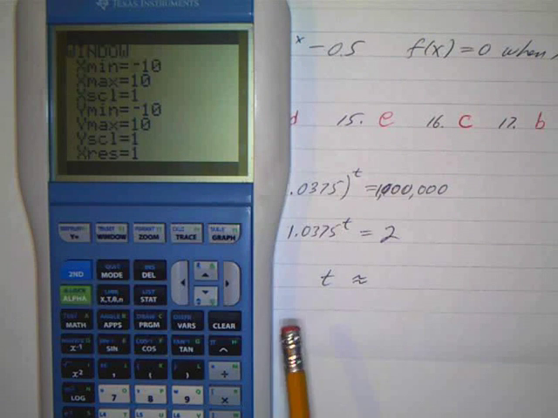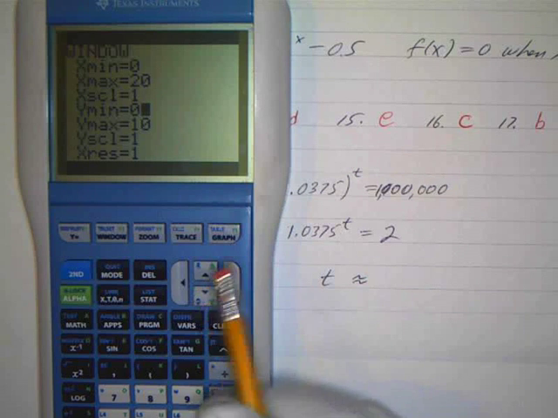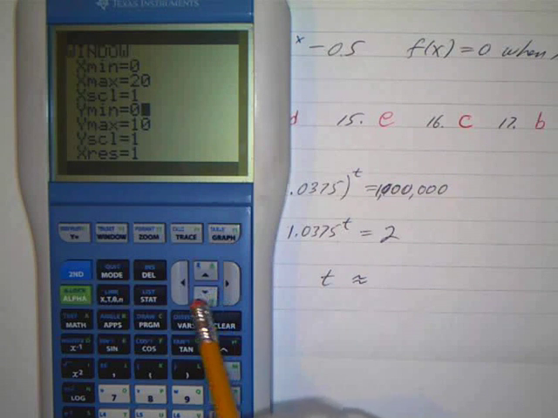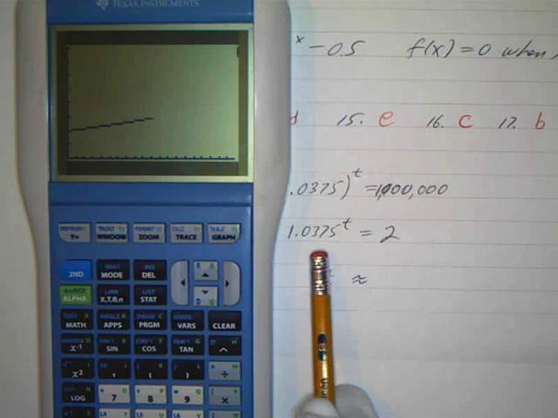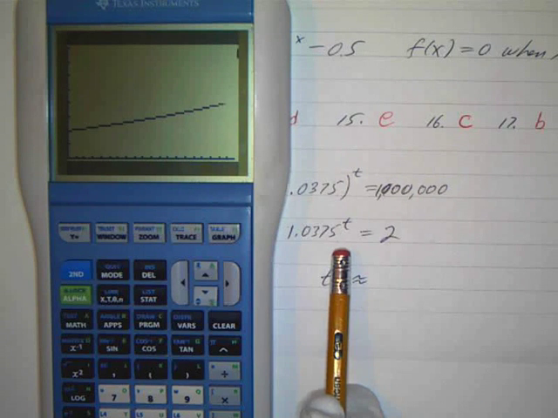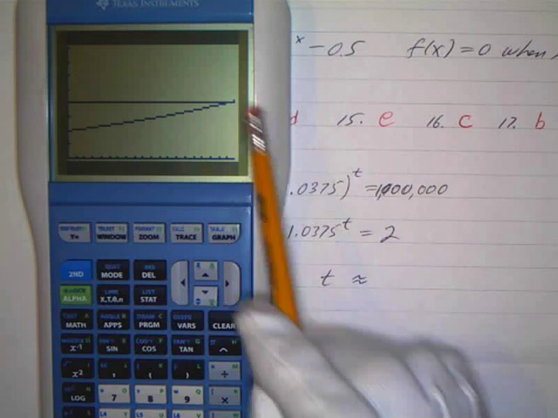So I can go to my window and change that. I can make my x minimum 0, and let's go for 20 years. Keep my scale at 1. Make my y minimum 0, and it's only going to be 2, so I could just go up to 4, and make the scale 0.5 so it spreads it out a little bit. Now let's see how that graphs. You can see there's our 1.0375 to the t, and here's our 2. And there's my intersection point.